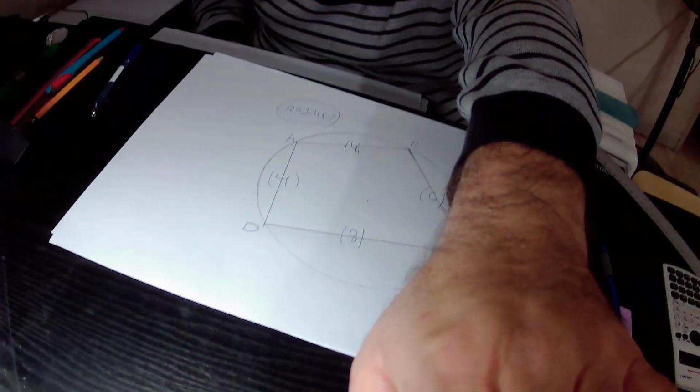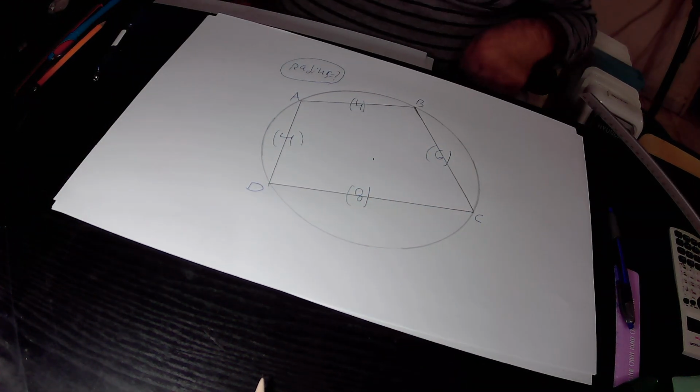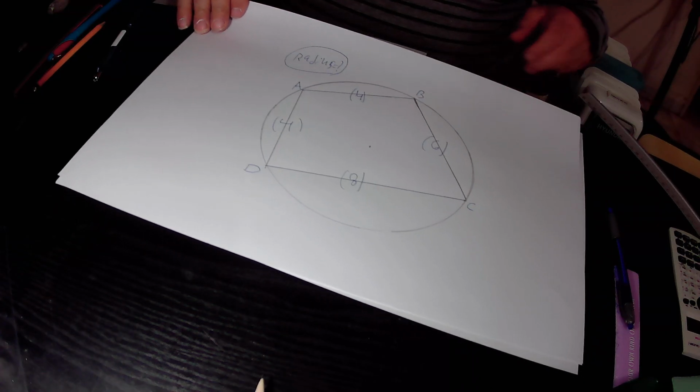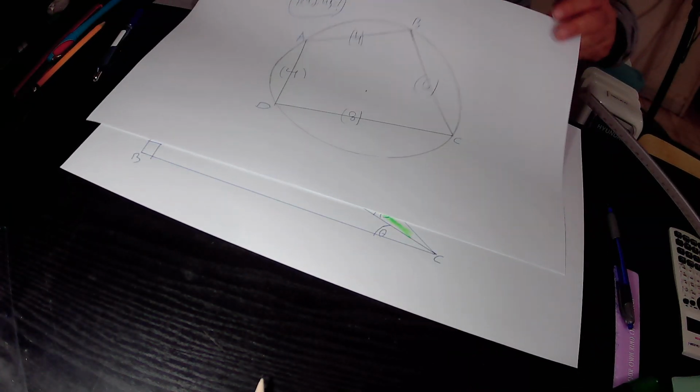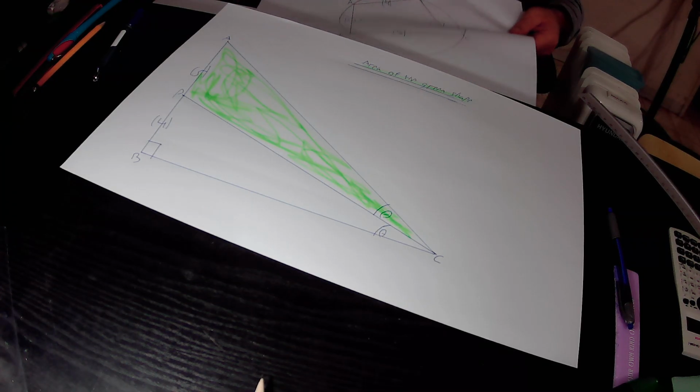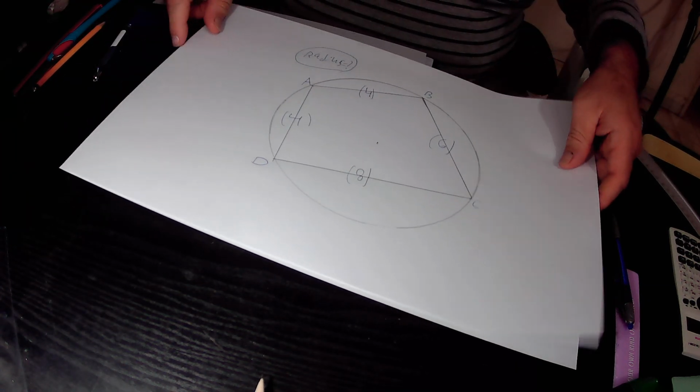This lecture will answer two questions. In the first question, we find out the radius of this circle, and in the second question, we find out the area of this green shape using two different methods. So we start with the first question.